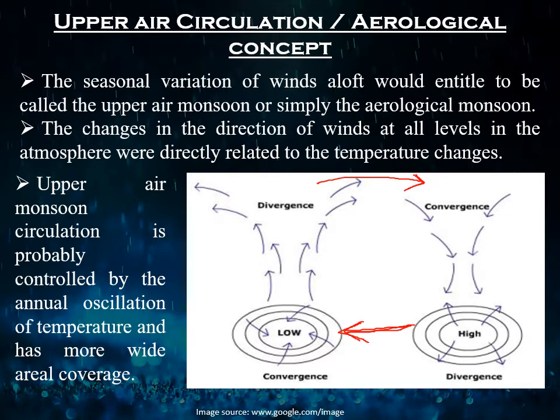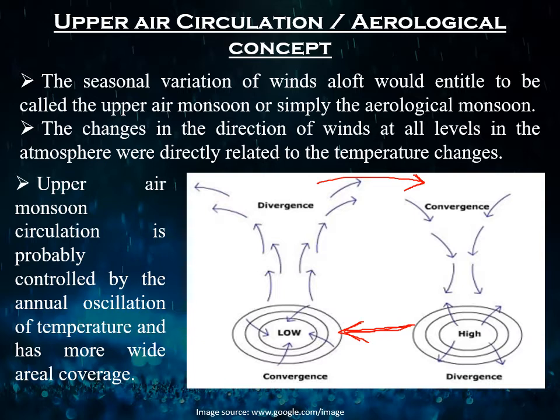So aloft the low pressure zone, there forms a divergence zone, and aloft the high pressure zone, there forms a convergence zone. Now, the change in direction of winds, mainly at the surface due to the differential heating of the land and oceanic bodies, also brings change in the upper air circulation.